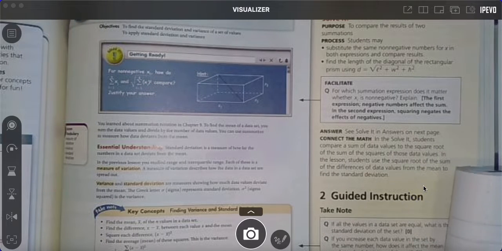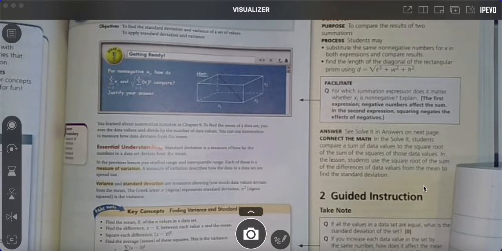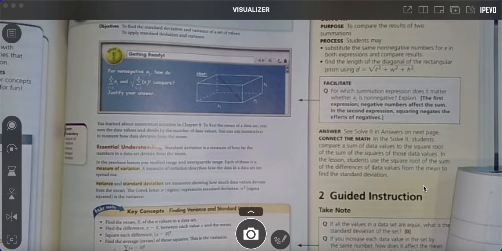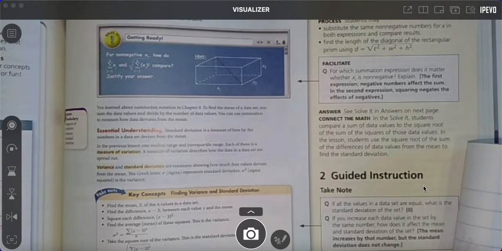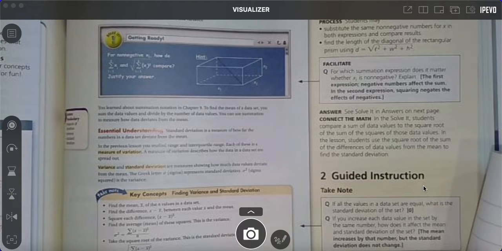You're going to look at variation. This is two lessons. Whatever we don't finish is going to be for homework. So, Chapter 10? We're actually even skipping one. Okay, so we're going to look at variation. It describes how the data is spread out.